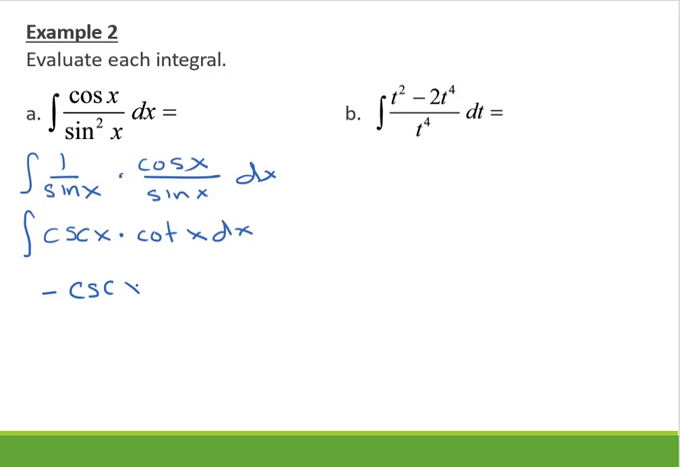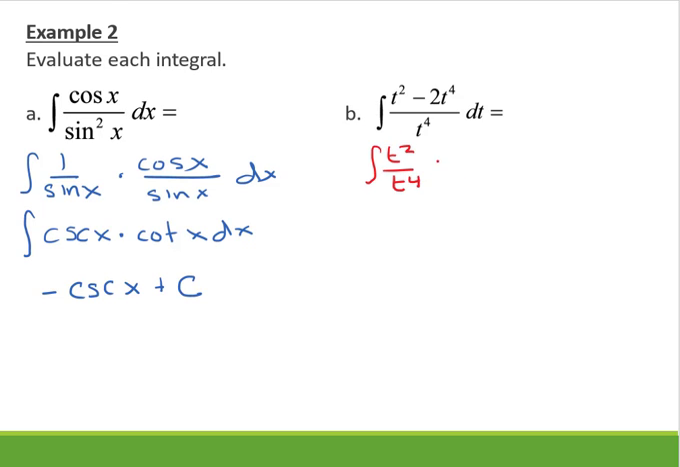This next one, we need to manipulate. You can't just take the integral of the top and the integral of the bottom. Since the denominator is only one term, I can separate this out into t squared over t to the fourth minus 2t to the fourth over t to the fourth, dt.